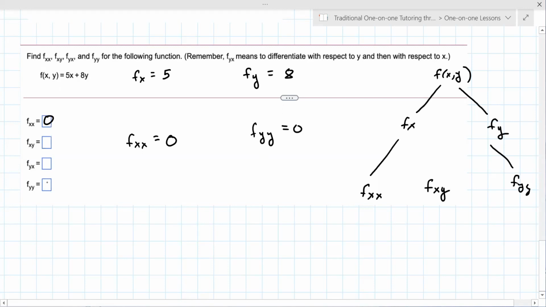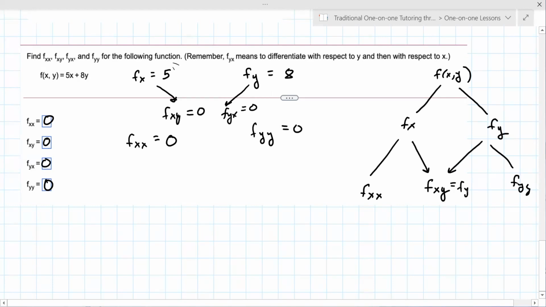Okay, but there's this other thing called fxy and fyx that's in the middle here. So what fxy is, you move from this one right here, and you take the derivative of this with respect to y. Now it doesn't make any sense because there's no y's here in this one. So fxy is just the derivative of a constant. It's still 0. Okay, it'll make sense in the next example we look at. But when you do fyx, you're taking the derivative of this with respect to x. It is also 0. Okay.